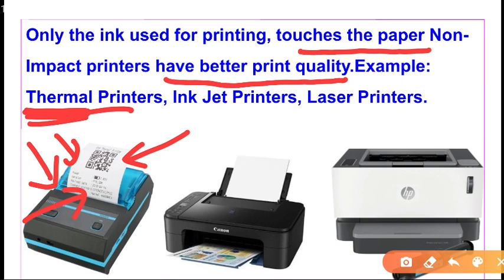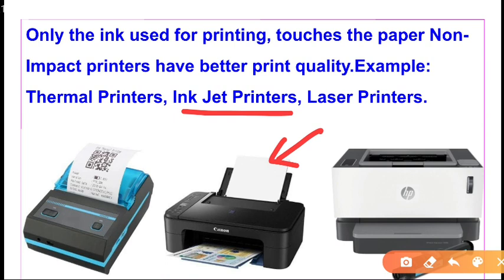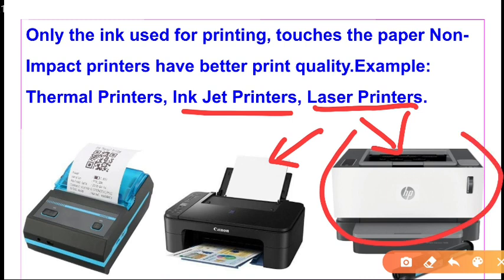Then you have inkjet printers. Inkjet printers are very commonly used in your homes. These are small printers that come very cheap, and they are used probably in homes and small offices. Then the third type of printer is the laser printer. This type of printer uses the laser to print on the paper. These are very expensive, but their quality of printing is better than both of these.